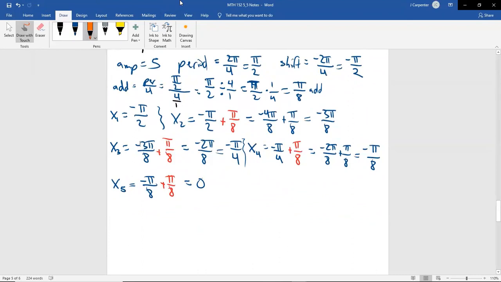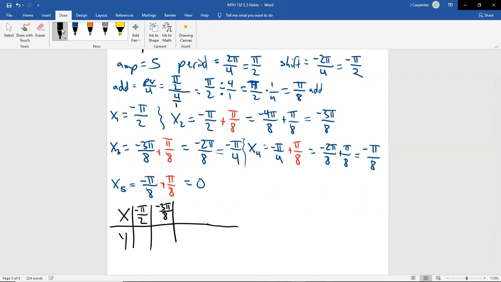All right, so not orange yet, black. So table of values, but only half of it, just the x's and the y's. We started with the shifting value, so negative pi over 2. That was the first. The second was the negative 3 pi over 8. The third is going to be the negative pi over 4. The fourth is going to be the negative pi over 8. And the fifth is going to be the 0.